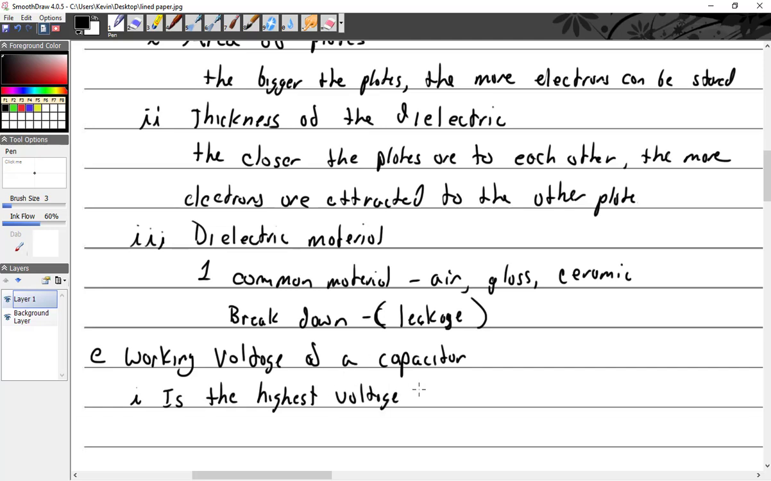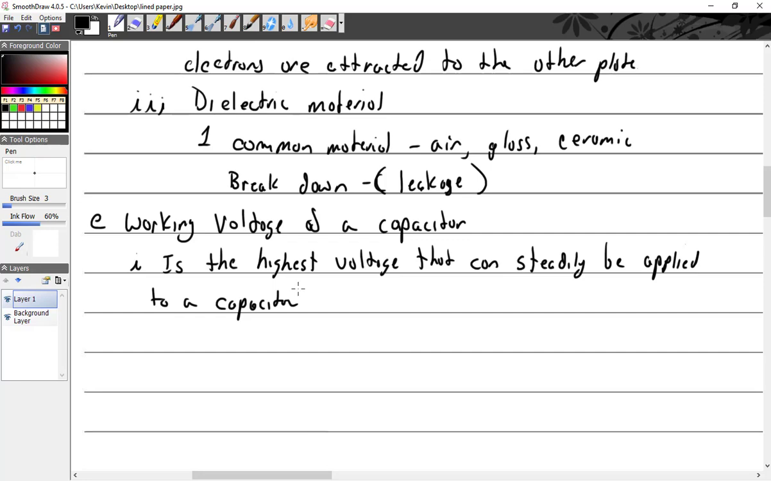The working voltage of a capacitor is the highest voltage that can steadily be applied to a capacitor without the dielectric breaking down.